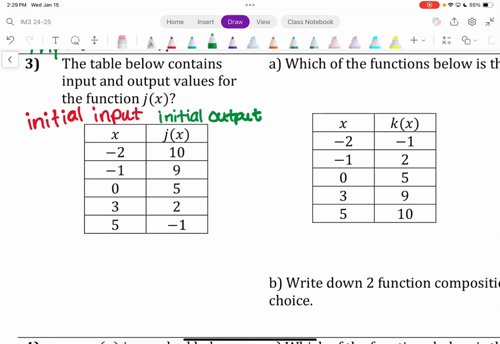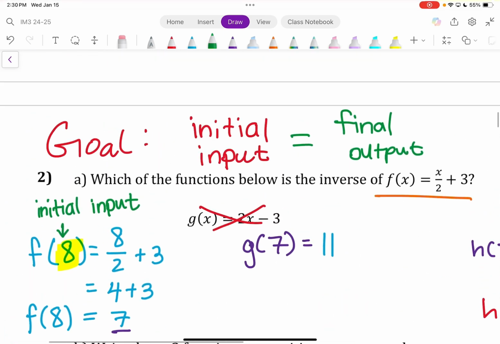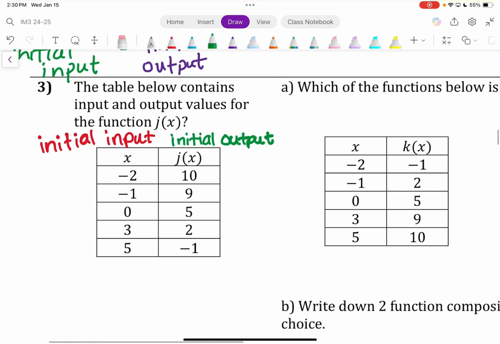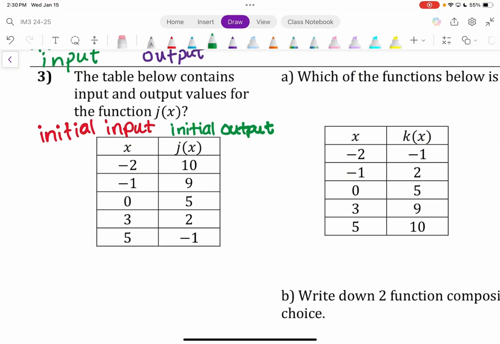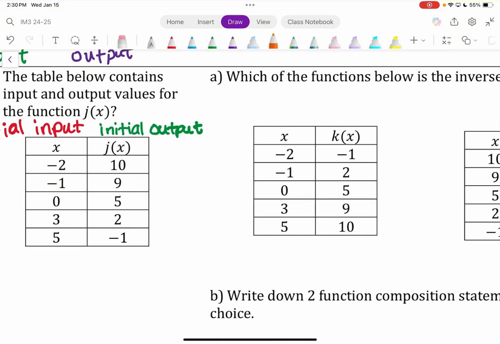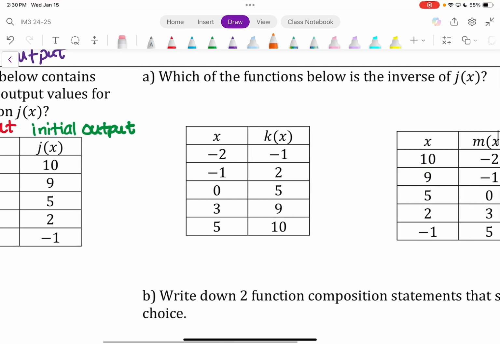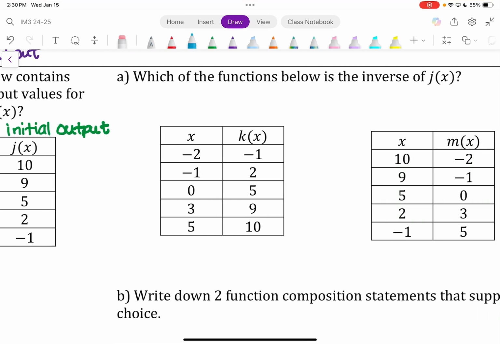Now, what is it that I'm trying to prove? For something to be considered an inverse, what am I trying to prove? Look back at that goal that you wrote at the top of the paper. What does this goal say? The initial input needs to equal what? The final output. Now, in this table, I have initial input and initial output. What we're trying to do is figure out where we see the initial input being the same as the final output. So I'm going to go ahead and label the other two tables.